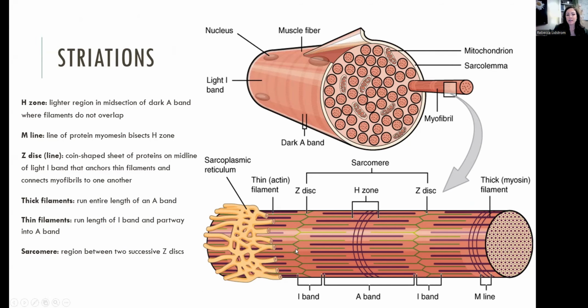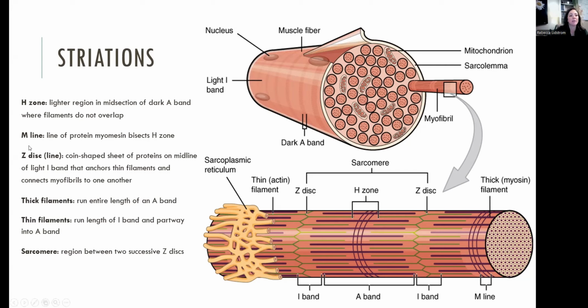These striations that I talked about, those overlaps, so we have the H zone here, and this is going to appear lighter in the midsection of the A band. So here's the A band that we see. And this is just going to be where filaments are not overlapping. When we talk about these filaments, this is going to be what we call the thin and thick filaments. We have the thin filaments, which are going to be the actin, and the thick filaments, which are going to be the myosin. We'll talk about actin and myosin filaments in just a moment.